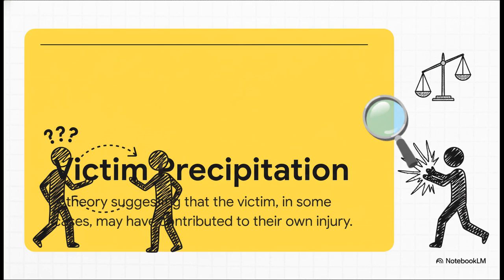Now, this was a huge deal and super controversial. Basically, it suggested that in some cases, a victim's own actions might have accidentally played a part in the crime. And you can totally see why this was so debated, right? It walks a really fine line and could easily slip into victim blaming. But it was a radical new way of thinking, seeing the victim as something other than a completely passive bystander.